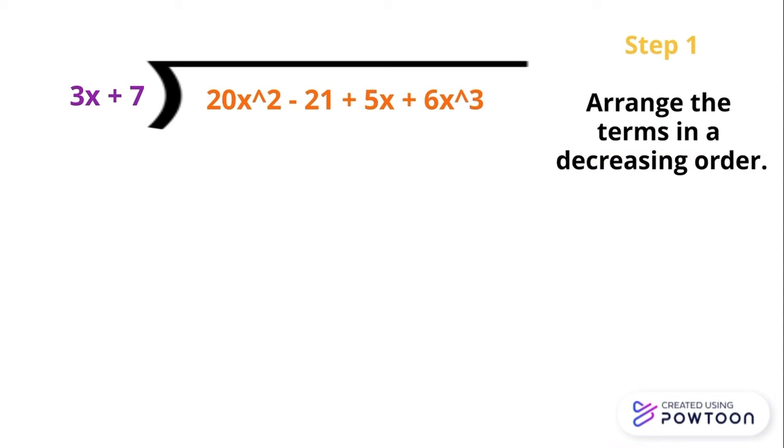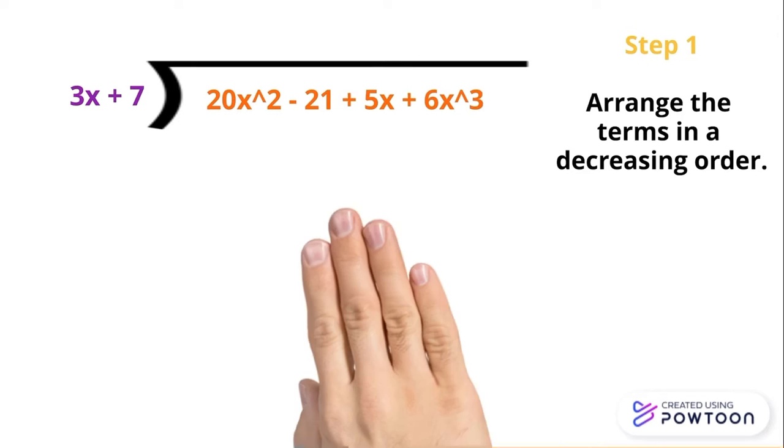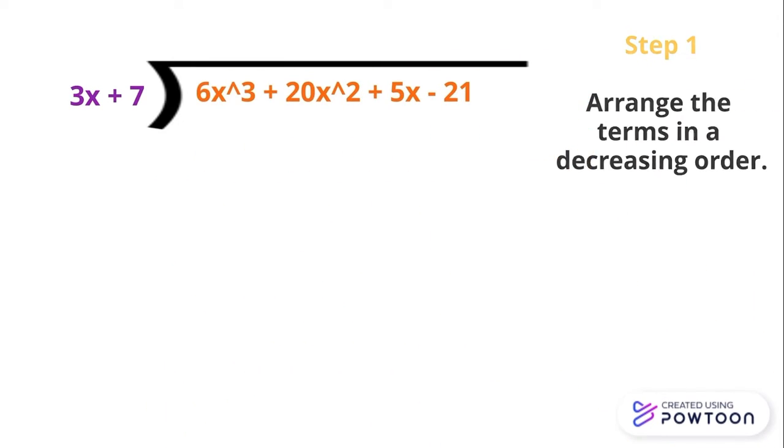For the first step, we need to arrange the terms in a decreasing order. In this case, the denominator is already arranged in a decreasing order, so we only need to arrange the numerator. Now this is how we arrange it.